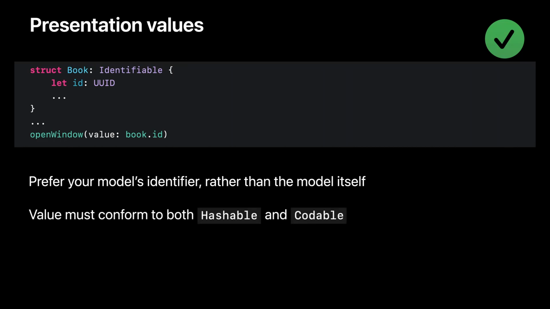The type being presented must also conform to both the Hashable and Codable protocols. Hashable conformance is needed to associate the presented value with an open window, while Codable conformance is required in order to persist the presented value for state restoration. I'll discuss both of these behaviors in more detail shortly. And lastly, when possible, prefer passing lightweight values. Our book's identifier is another great example of this. Since the value will be persisted by SwiftUI for state restoration, using smaller values will result in greater responsiveness of your app.